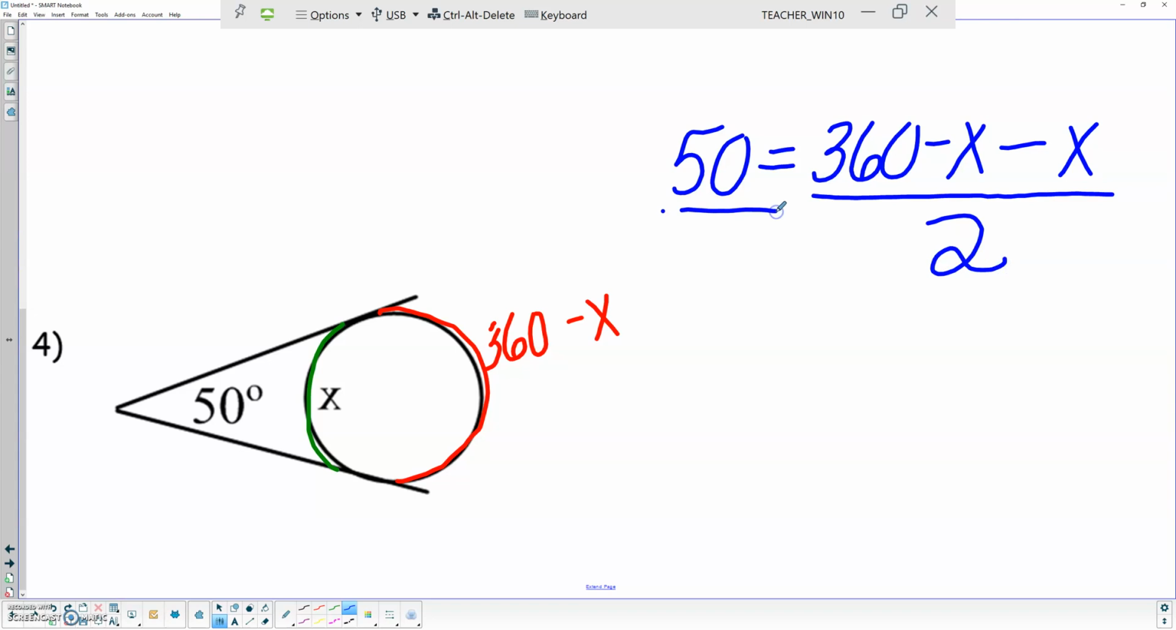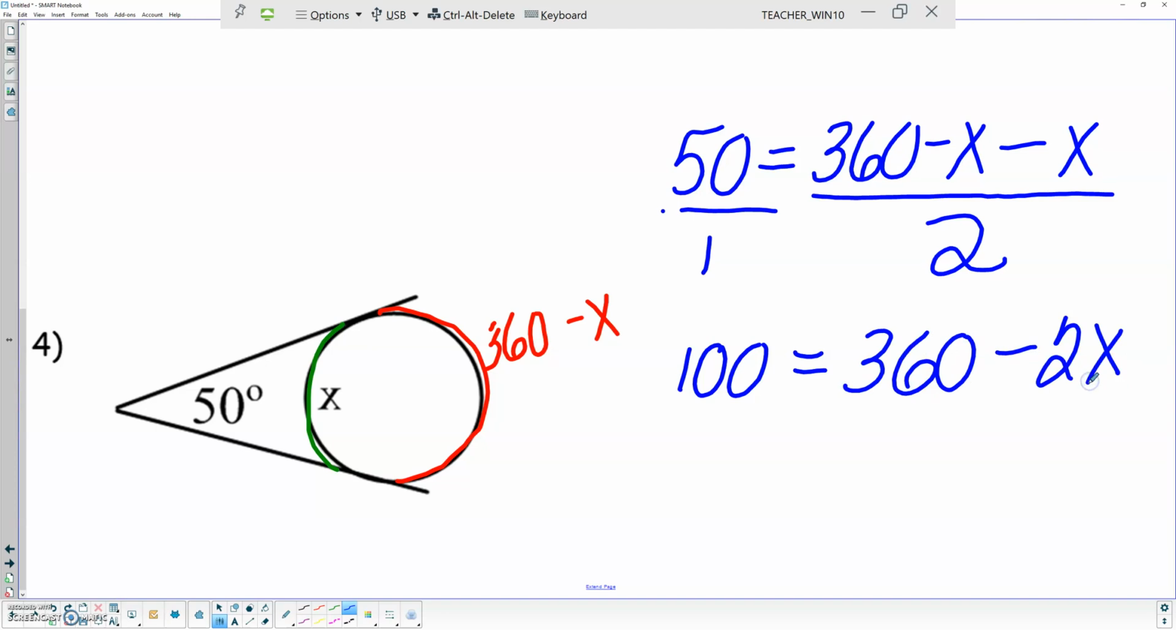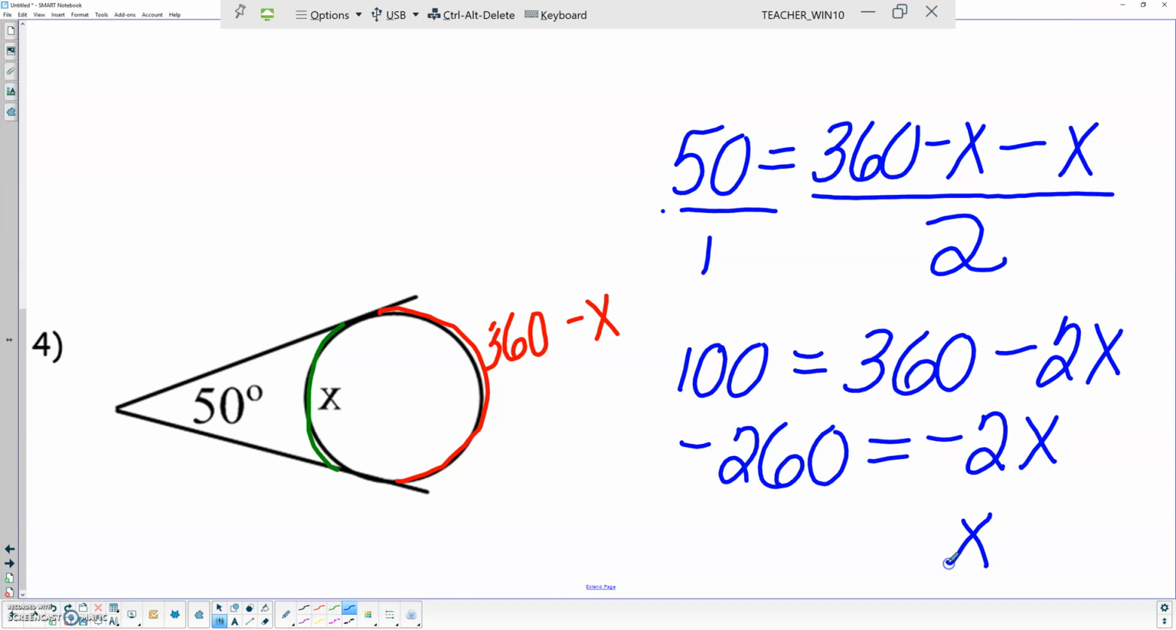If I make this into a proportion and cross multiply, we're going to get 100 equals 360 minus 2x. If I subtract 360 on both sides, I get negative 260 equals negative 2x. And then if we divide by negative 2, x is going to be 130 degrees.